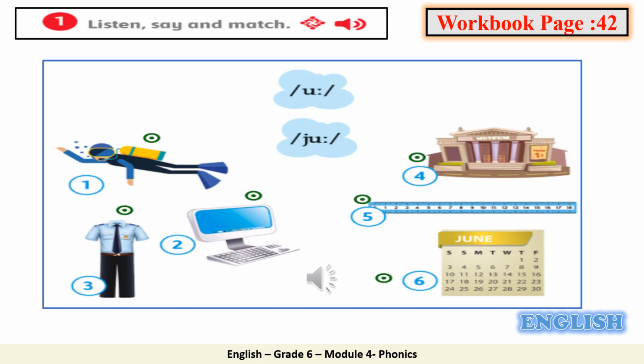1. Scuba diving. 2. Computer. 3. Uniform. 4. Museum. 5. Ruler. 6. June.